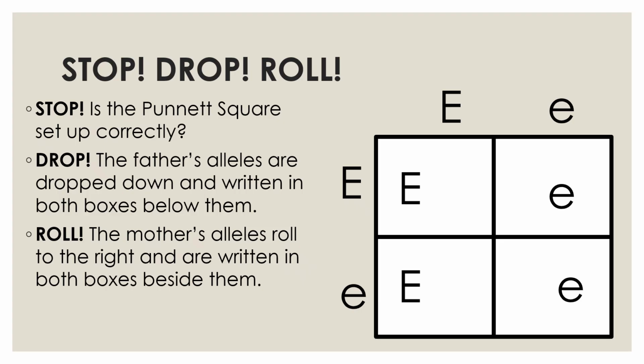Now we have to roll the mother's alleles across to the right. We will write the mother's alleles in both boxes directly to the right of the allele. So mom's big E is going to roll over to the first box. Mom's big E is going to roll over to the second box on the top row. Mom's little e is going to roll over to the first box on the bottom row. And mom's little e will also roll over to the second box on the bottom row.